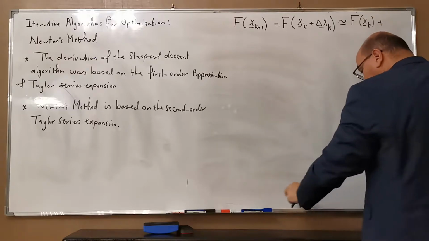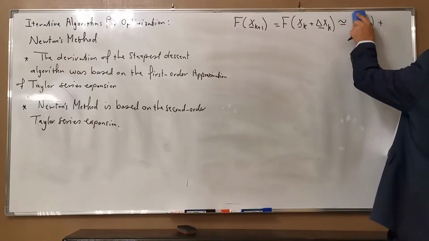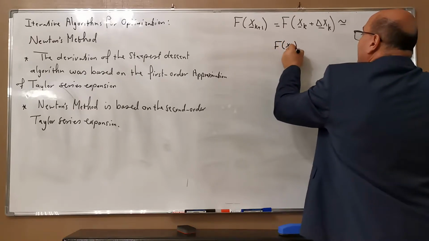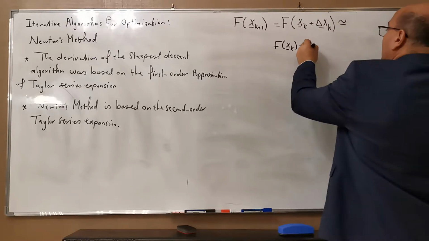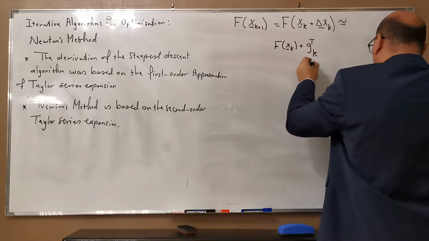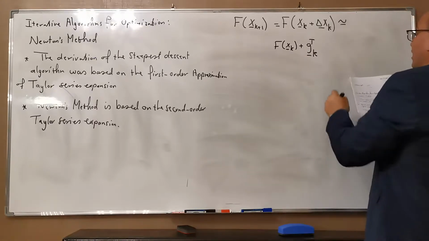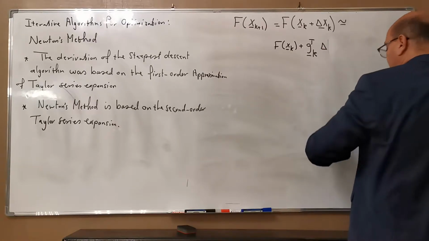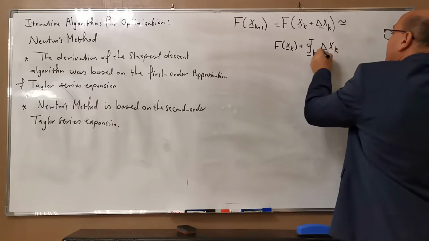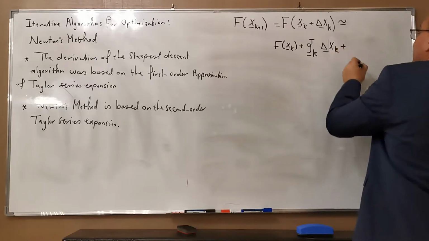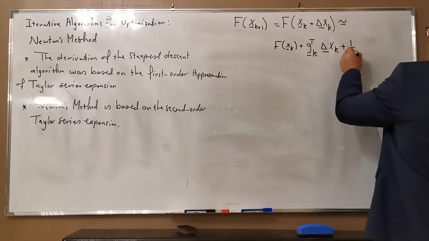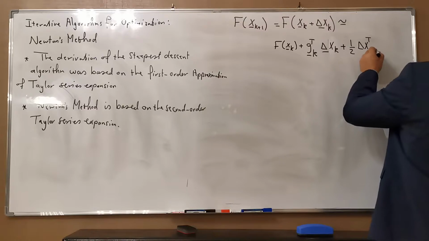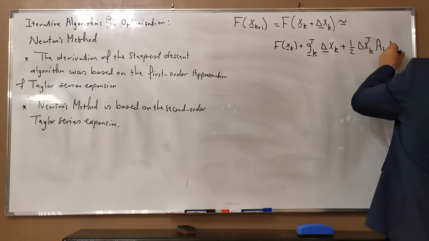g. Let me just put it down here. This is equal to f of x at k plus g of k transpose, this is the gradient, times delta x at k, plus the second order term, which is 1/2 delta x at k transpose A k delta x at k.